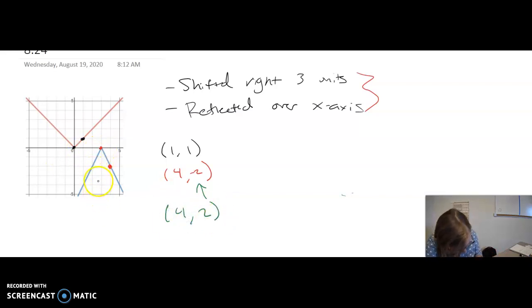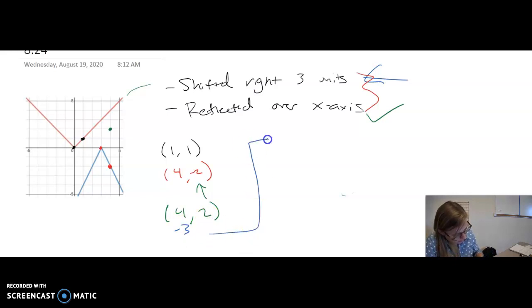So we can plot it right quick. So it's right there. But we still have another transformation to undo first. And that's, we need to undo our shifted right 3 units. So shifting right 3 units, if we moved right 3 units, that means we added 3 to the x value. So we need to subtract 3 from the x value. So if we do that, our new point is 4 minus 3, which is (1, 2). So now we have (1, 2).